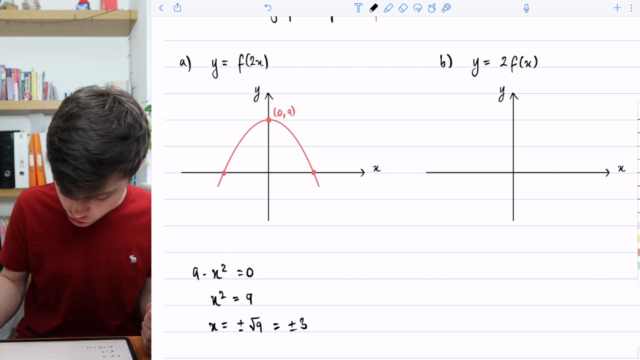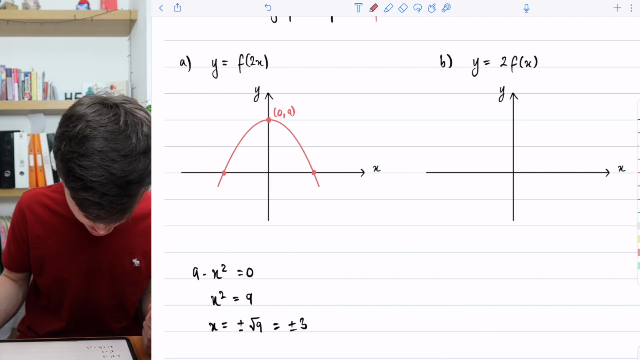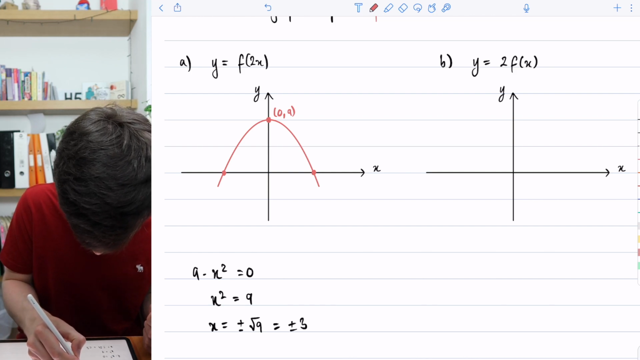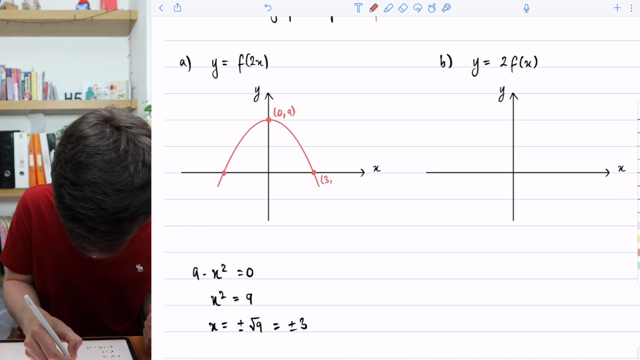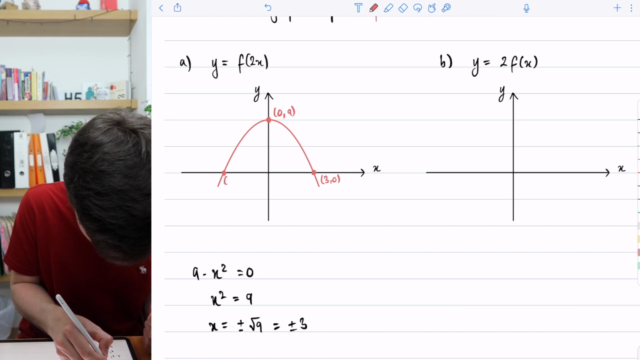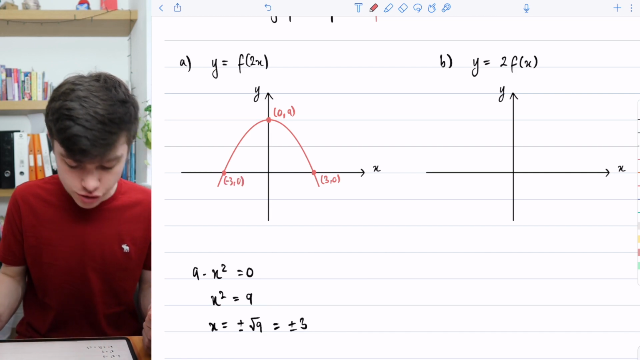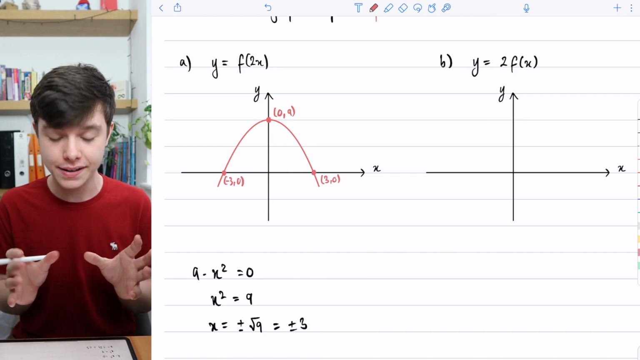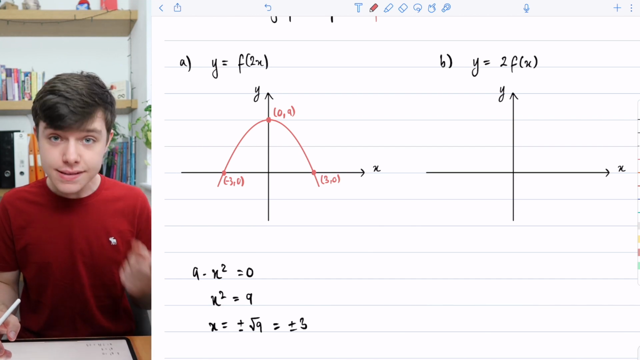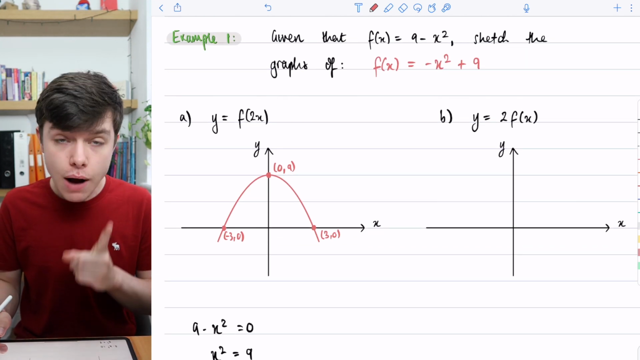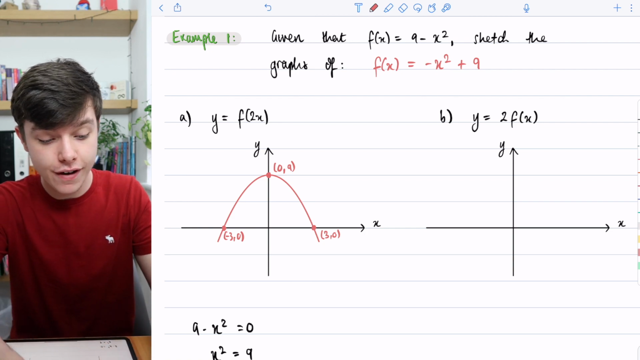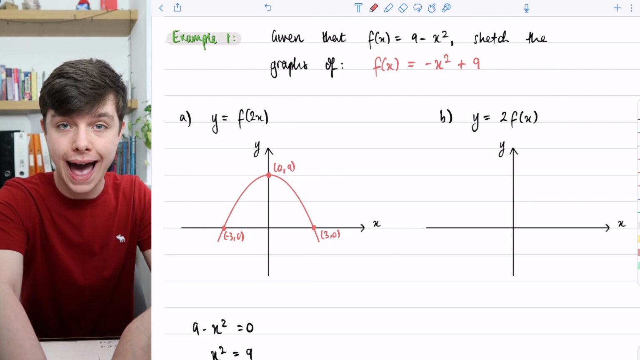So we know we've got a plus or minus 3 there. So this is going to be plus 3. So 3, 0, and then this will be minus 3. And it's 0 in the y direction because we're on the x-axis. Okay, so that's our original graph. Now what we want to do is sketch the graph of f of 2x.